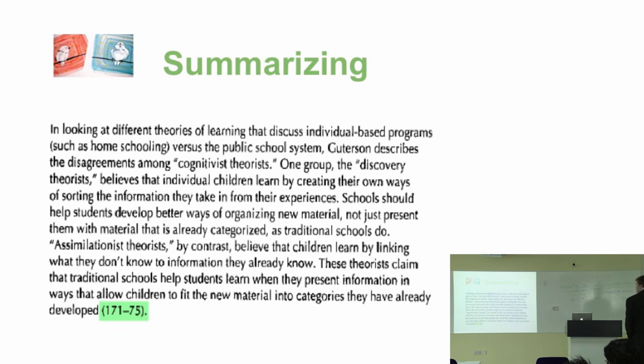Okay, thank you. So here we have the discovery theorists again, but in summarizing, should we expect more information to be covered or less? More information to be covered. So here we not only have discovery theorists, we also have cognitive theorists and assimilationist theorists. We also have something here that shows us the page numbers, so we would know exactly where in the book to find this information.